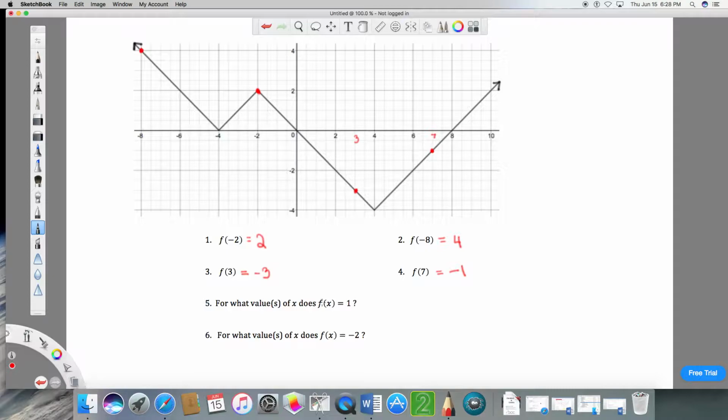Now, in problems 5 and 6, again, it's referencing points, but look, it's not telling you what x is. It's telling you what y is. So it wants us to find the value or values of x when y is 1. Well, when y is 1, we're right here.